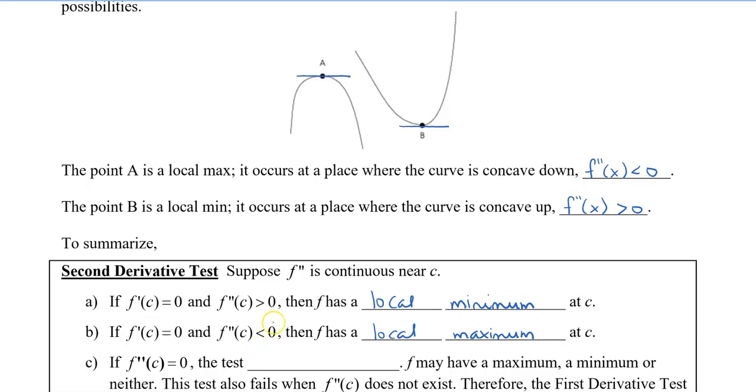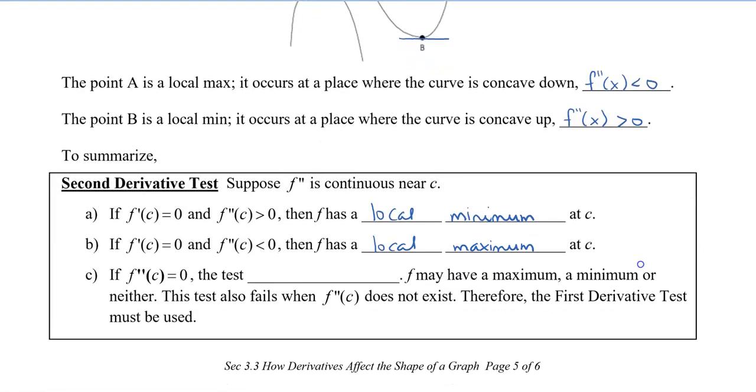So think of it this way. When it's greater, everything is above it. So the graph is above it, so we have a minimum. When the second derivative is less than 0, think of the graph is below that point, and so it has a local max.